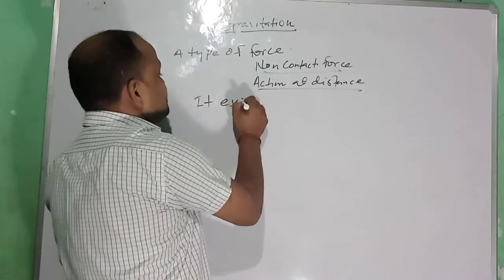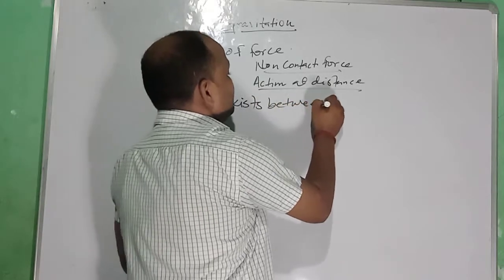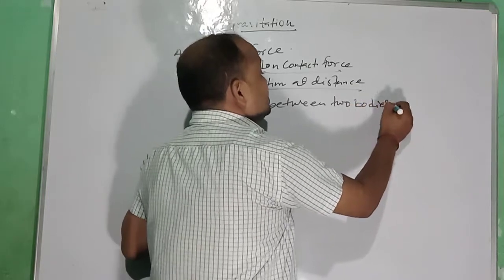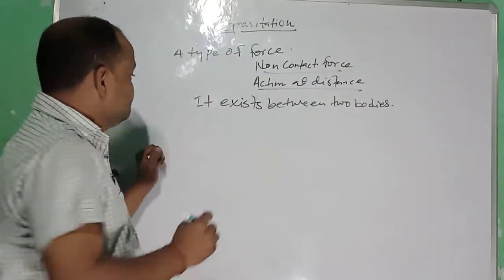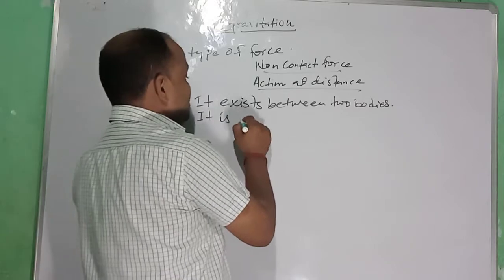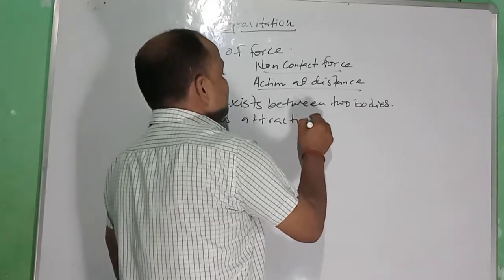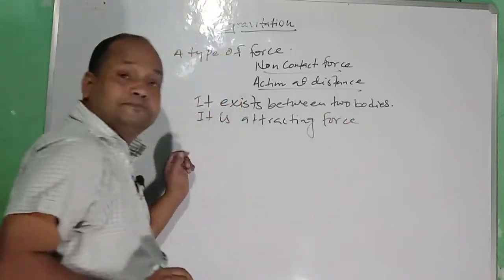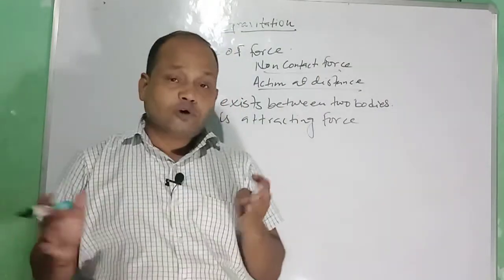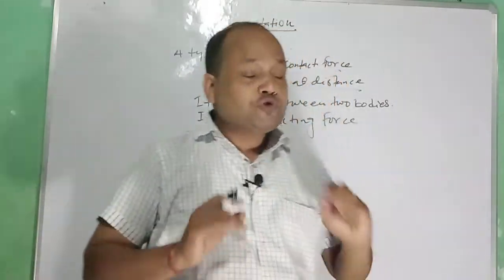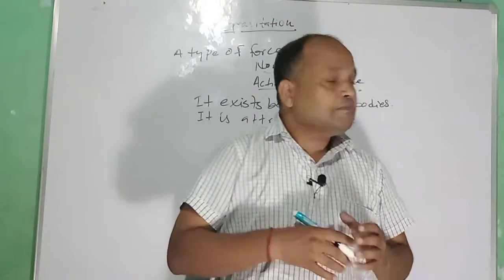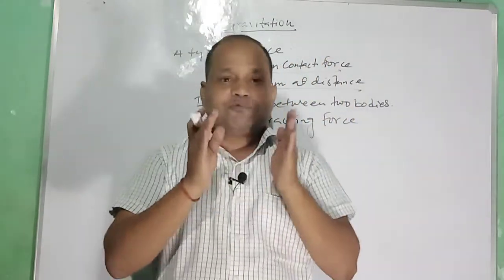It exists between two bodies. Yes, it is an attracting force. It means this force exists between two bodies, and due to this force the objects attract each other. So now let us fine tune it. What is gravitation? Gravitation is a force by which any two objects attract each other.